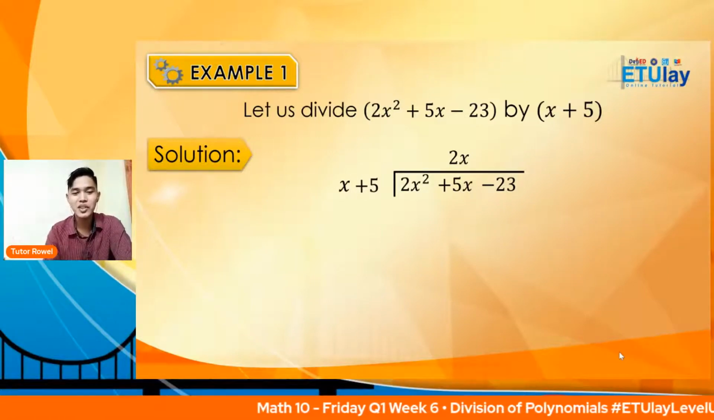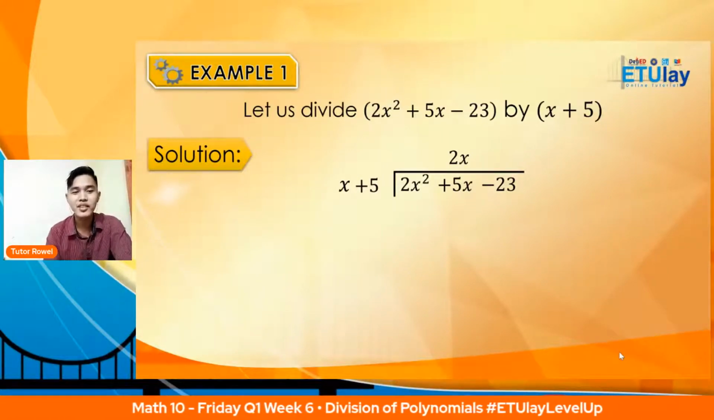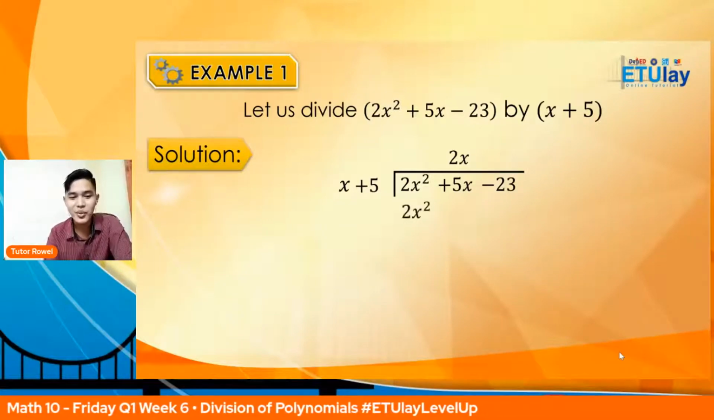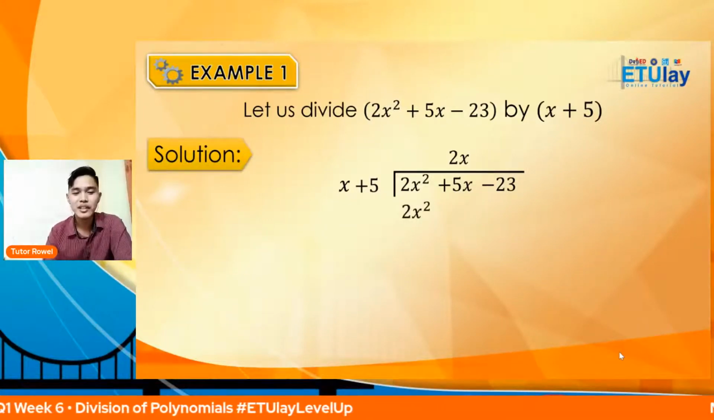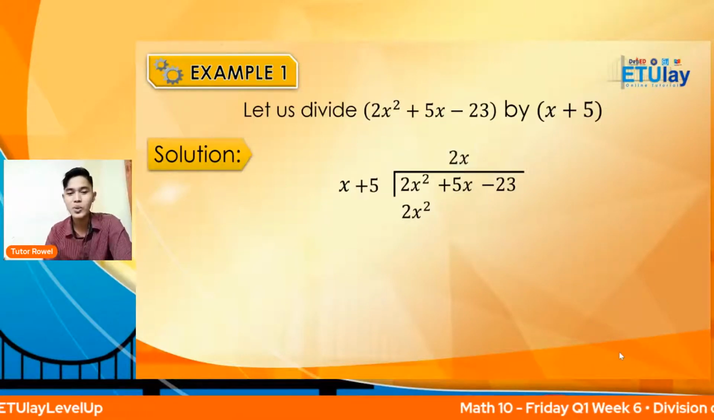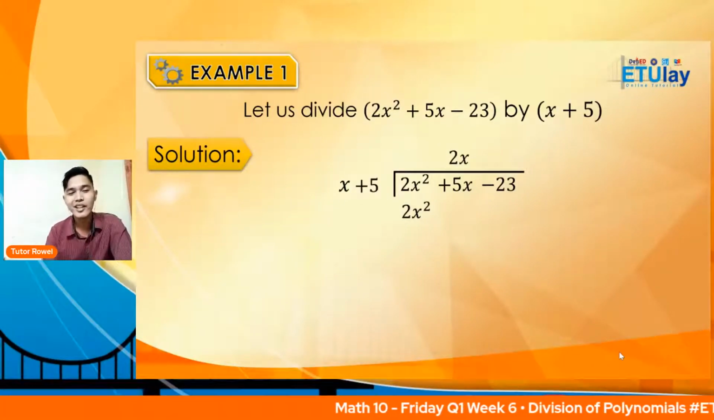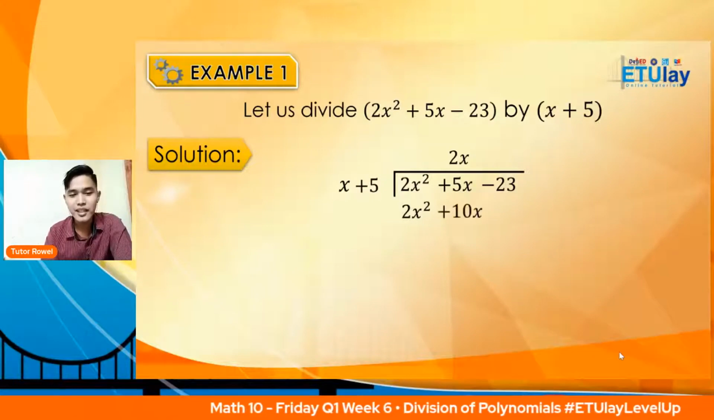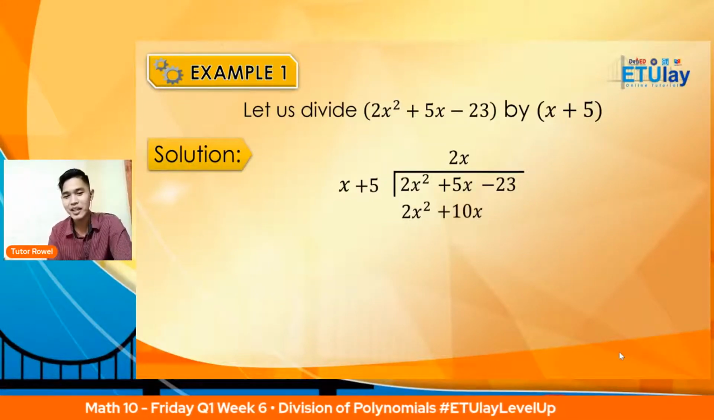Okay, now 2x times x. 2 times 1 is 2. X times x is x squared. Okay, now, natapos na natin yung kay x. Sunod, kay 5 naman. 2x times 5. 2 times 5 is 10. Copy x. So, ganun lang kasimple.